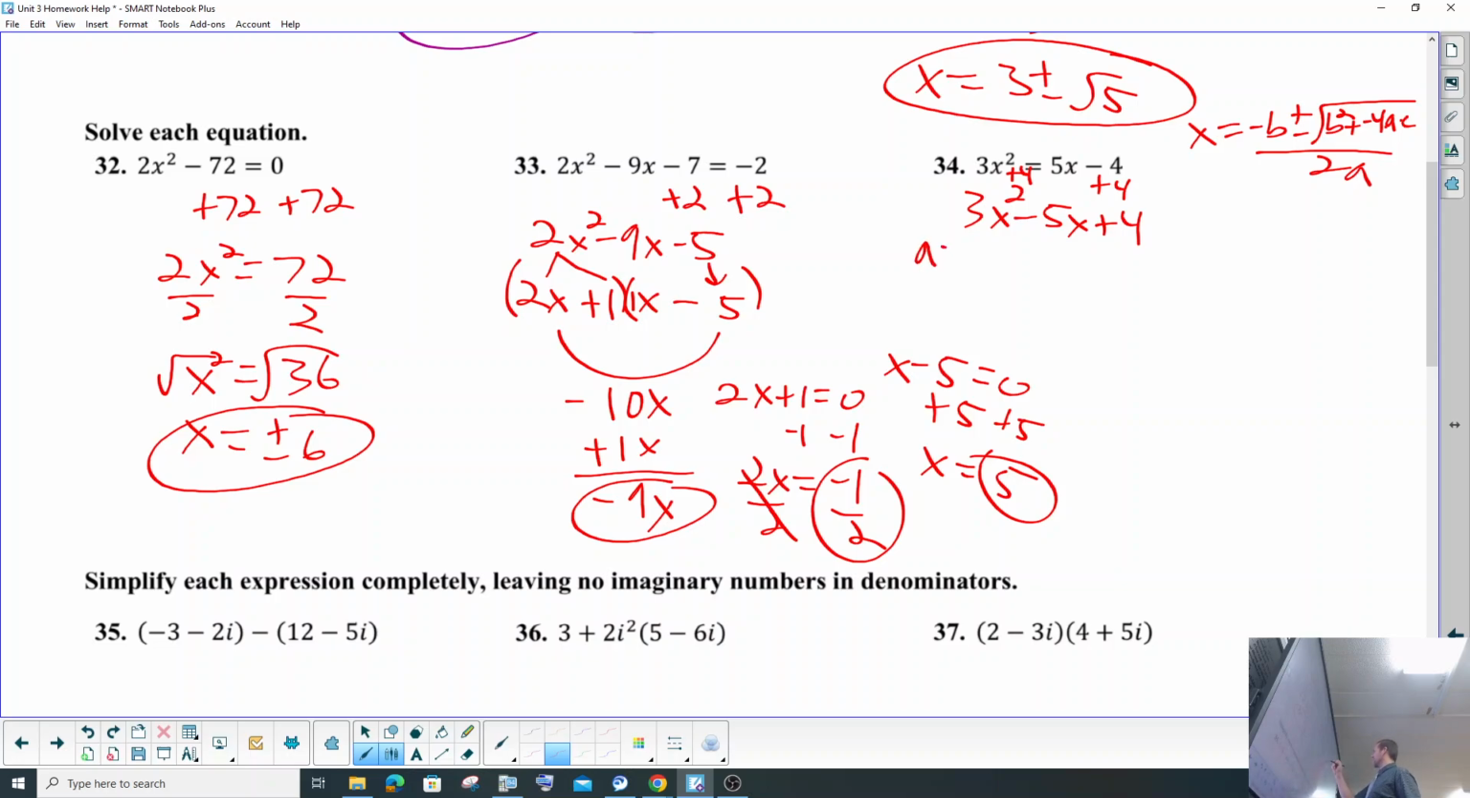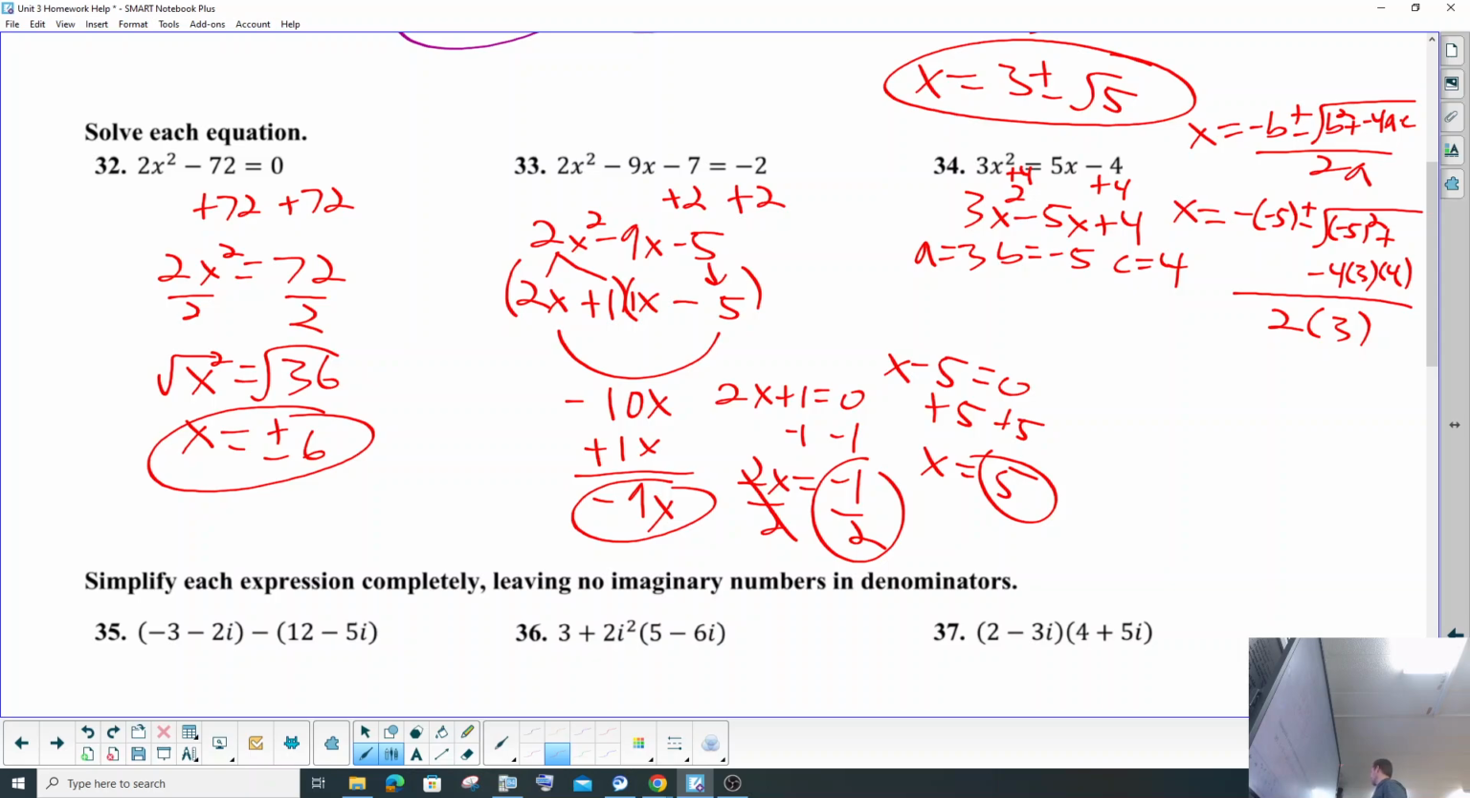Okay, so our a is positive 3, our b is negative 5, and c is 4. No x's, just leave the number. Only use the numbers. Only use the numbers for quadratic formula. Leave your x alone, they hurt your feelings. Okay, so here we go. We get x equals negative b, which is a negative 5, plus or minus the square root of b squared, so that's negative 5 squared, minus 4 times a, which is 3, and c, which is 4, all over 2a, where a is 3.